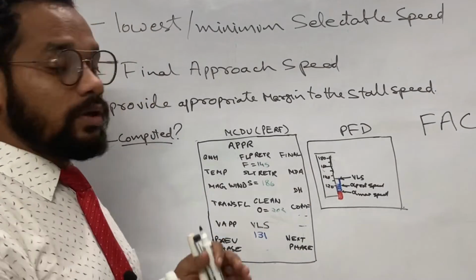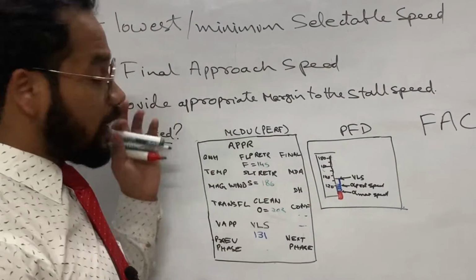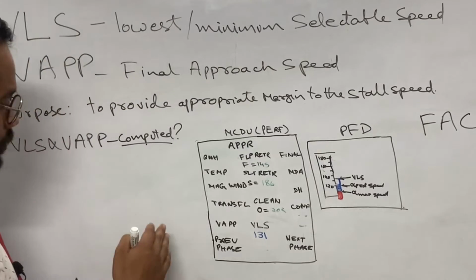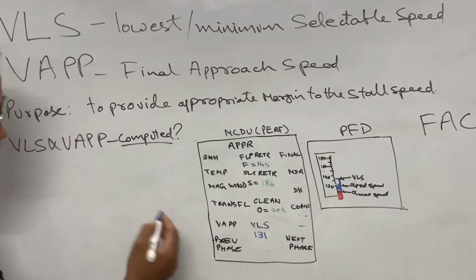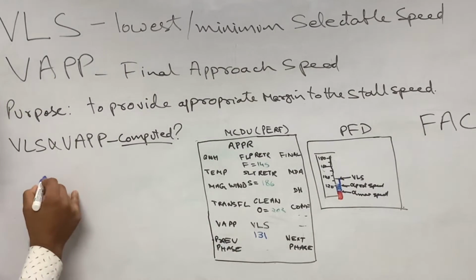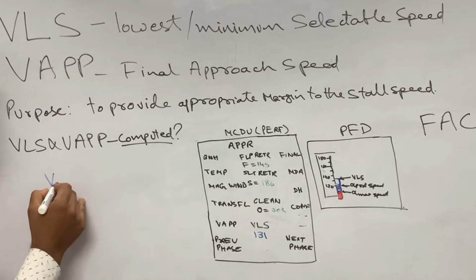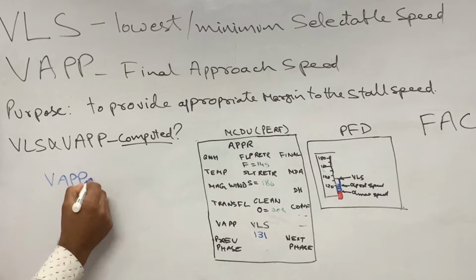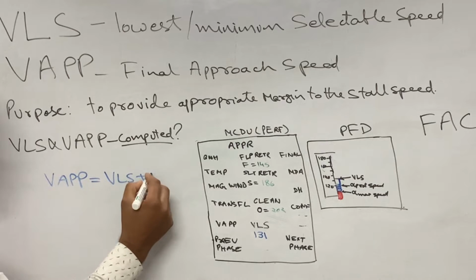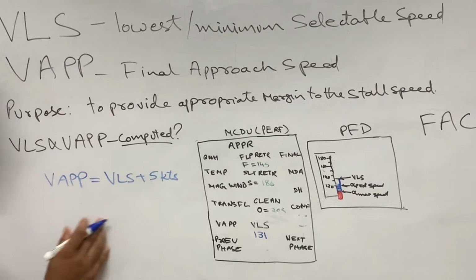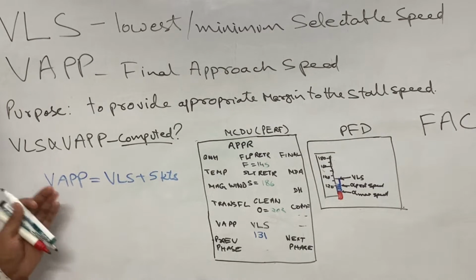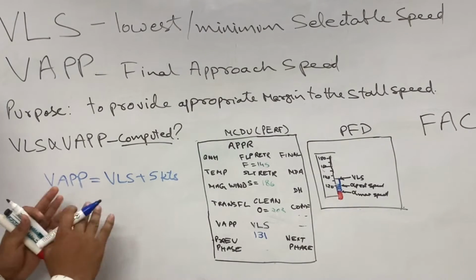VAPP is also calculated by FMGC. How does it calculate? There is a formula for this, so I'll explain it here. FMGC uses this formula: VAPP is equal to VLS plus 5 knots. This is the formula which FMGC uses as a reference to calculate the VAPP.